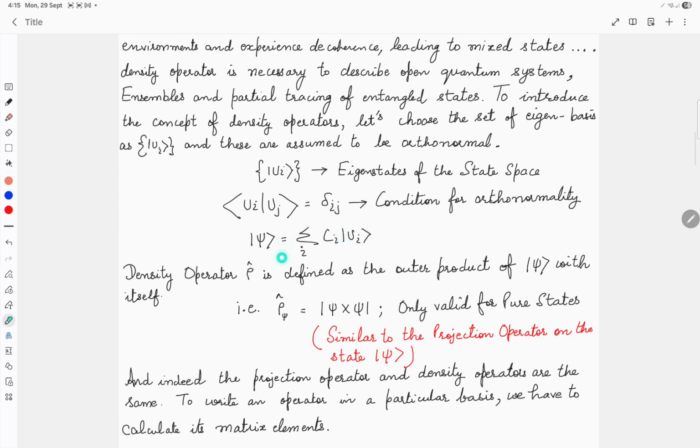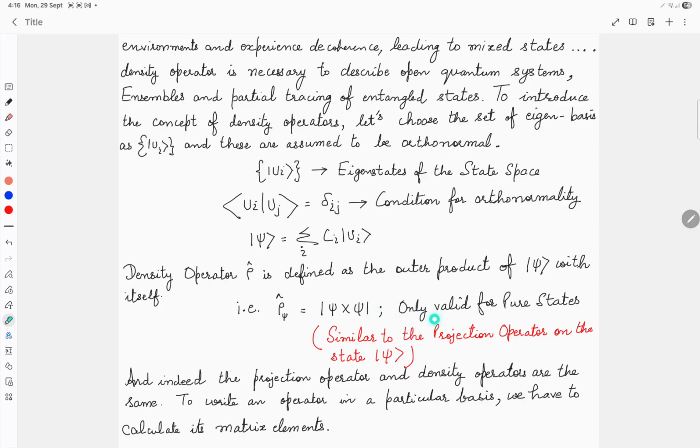So ket psi we know can be expressed as sigma i Ci ket ui. The density operator rho, which is represented by rho cap, is defined as the outer product of psi with itself. So this is the definition of the density operator. In the subscript we have psi, because when the system is in state psi, then we are trying to describe the density operator. It is given by the outer product of psi with itself.